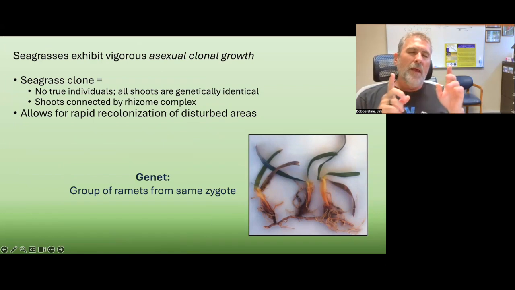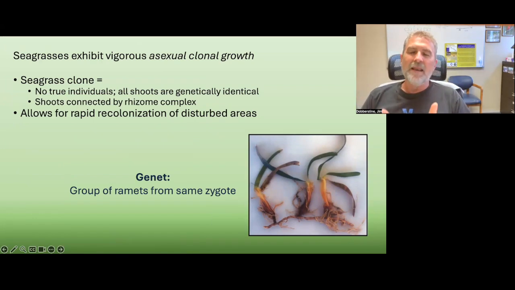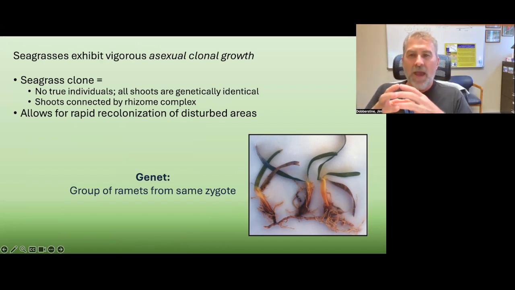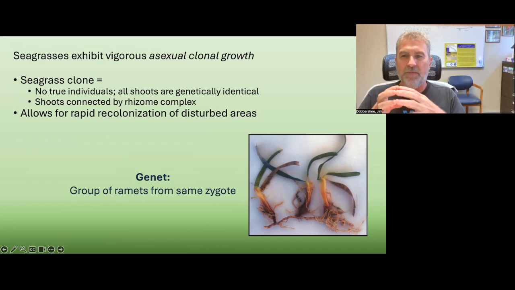So one other thing here is that they don't have to reproduce sexually exclusively. They can also reproduce asexually through clonal growth. So I mentioned earlier ramets and genets, right? And so a seagrass clone occurs when you have these ramets that are all being formed one after the other from the same zygote. Okay, so you can see an example of this again here, right, all along.